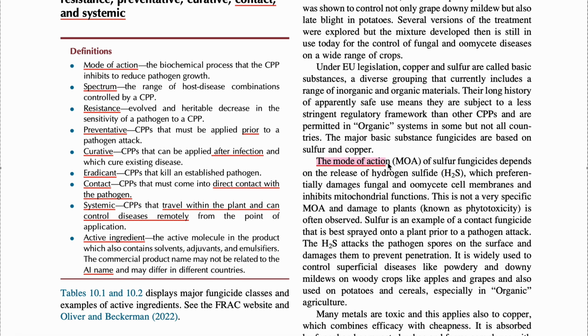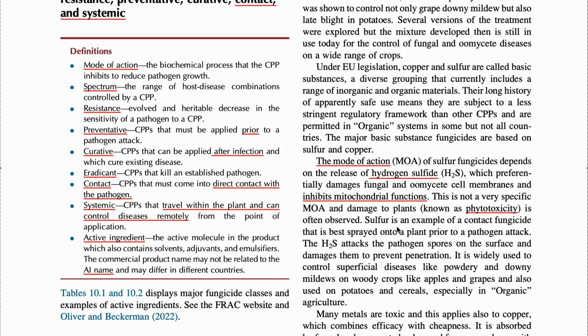Now coming to the mode of action of copper and sulfur. The mode of action of sulfur fungicide depends on the release of hydrogen sulfide, which preferentially damages fungal and oomycete cell membranes and inhibits mitochondrial functions. This is not a very specific mode of action, and damage to the plant is often observed. Damage to the plant means phytotoxicity is often observed because of this sulfur fungicide.